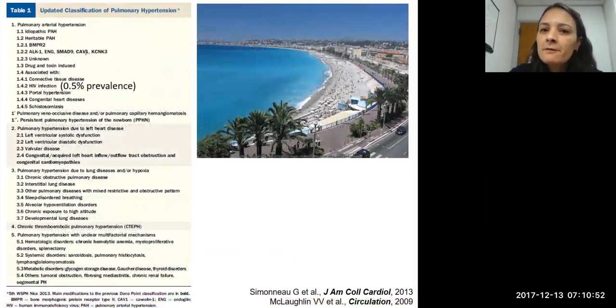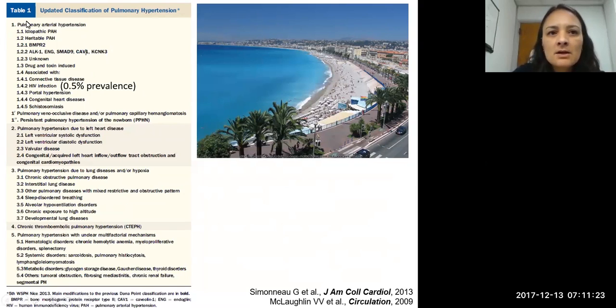And so every 5 years or so, experts in our field get together in beautiful places like this picture here in Nice, France, and they discuss the classification of pulmonary hypertension to reclassify based on the most current research going on. And so this was the most recent iteration in 2013. And so you can see these are the 5 different classes of pulmonary hypertension, okay?